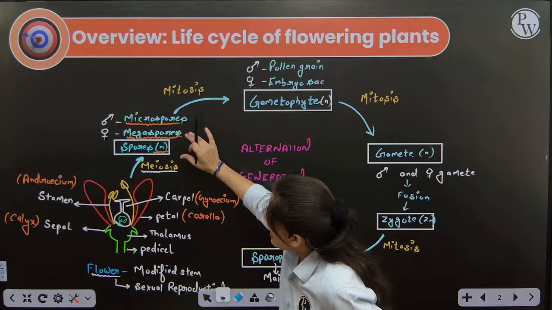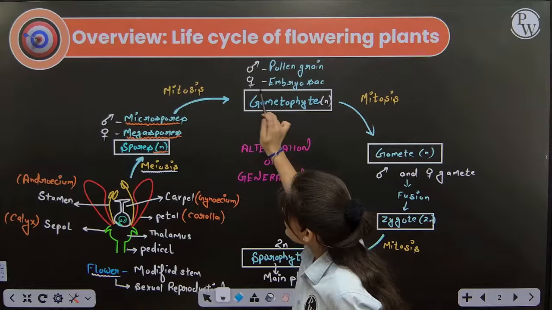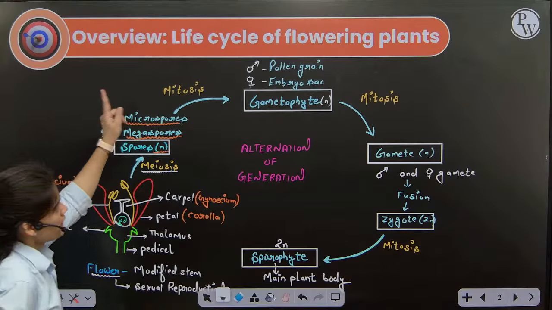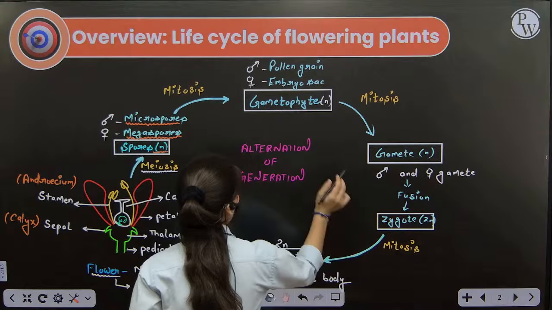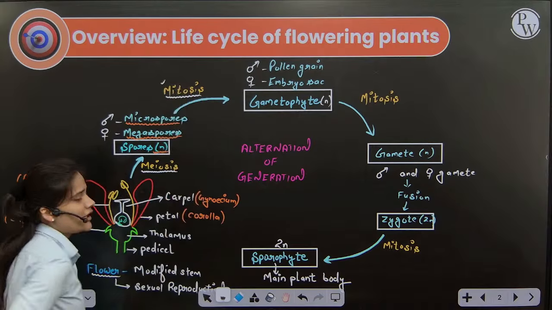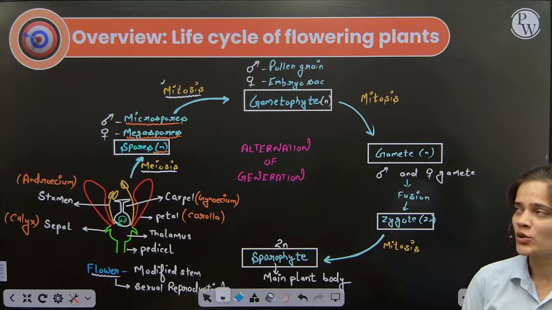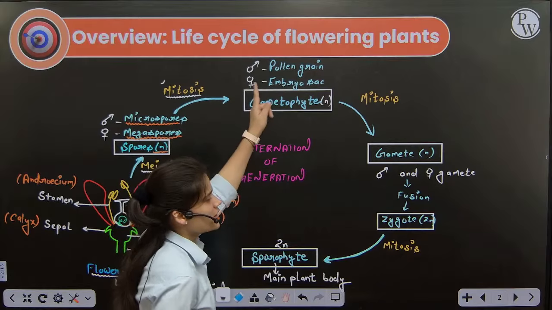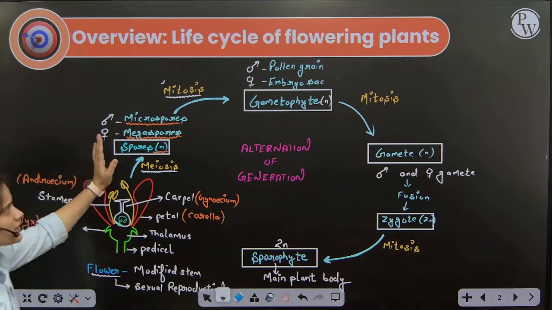These spores are haploid. Gametophyte is also haploid. Then by which division do these spores differentiate into gametophyte? By mitosis division. What is mitosis division? In case of mitosis division, any cell divides into two daughter cells, and both the parental cell as well as the daughter cell have the same number of chromosomes.